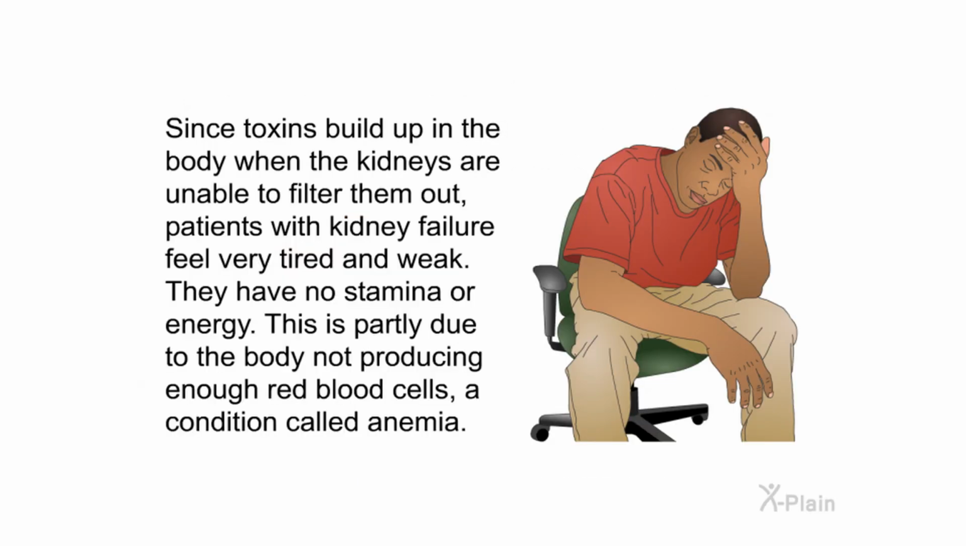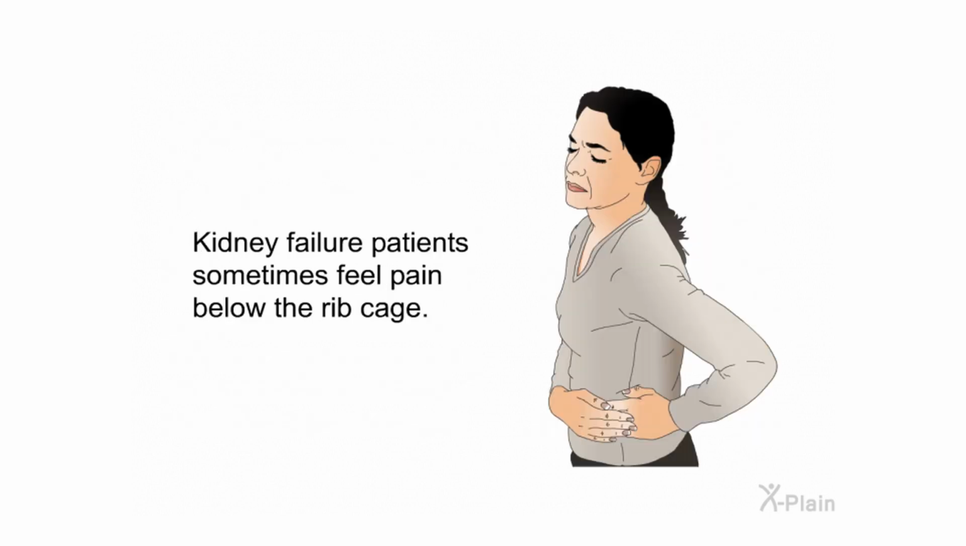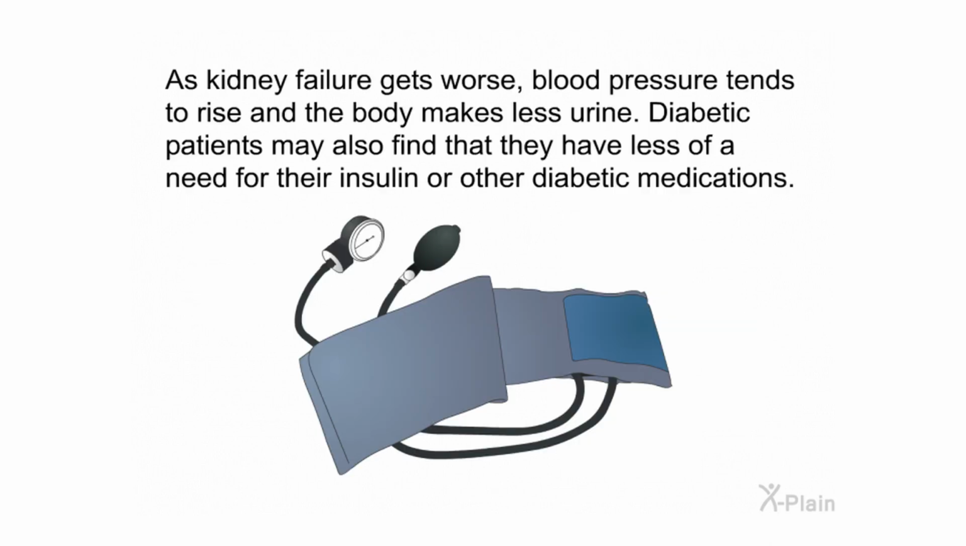Since toxins build up in the body when the kidneys are unable to filter them out, patients with kidney failure feel very tired and weak. They have no stamina or energy. This is partly due to the body not producing enough red blood cells, a condition called anemia. Kidney failure patients sometimes feel pain below the rib cage. As kidney failure gets worse, blood pressure tends to rise and the body makes less urine. Diabetic patients may also find that they have less of a need for their insulin or other diabetic medications.